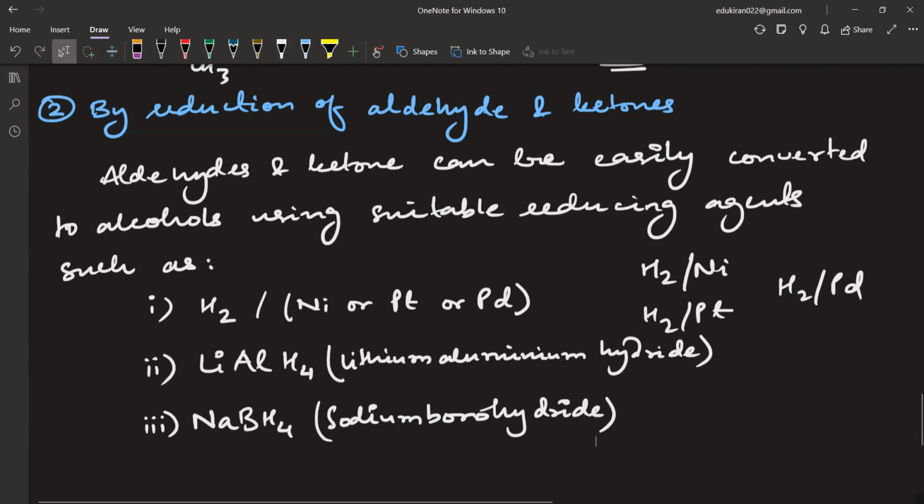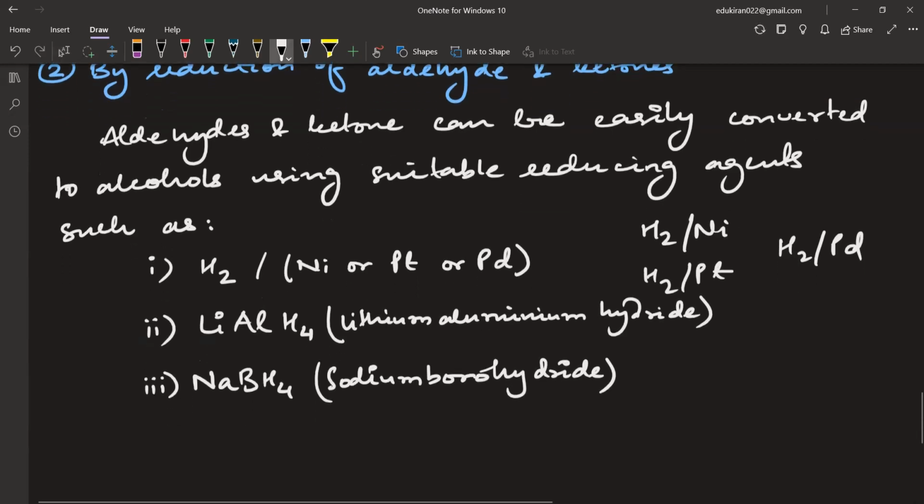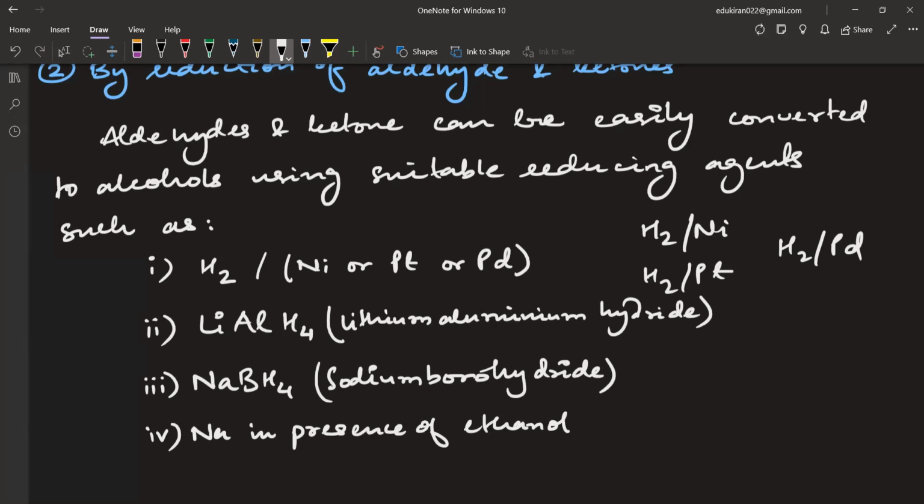Now, the last reagent that you will remember is the fourth one: sodium in the presence of ethanol. How will it look? You will see it like this: sodium in the presence of C2H5OH. So if it is also above the arrow, then it is also going to show you reduction.